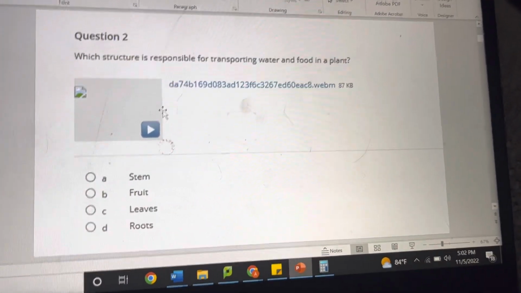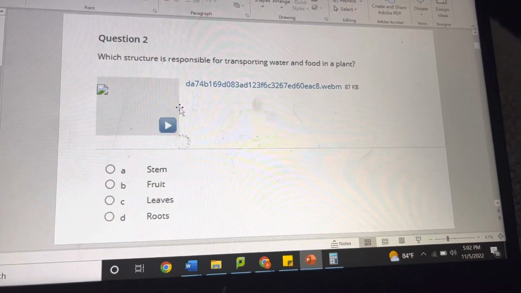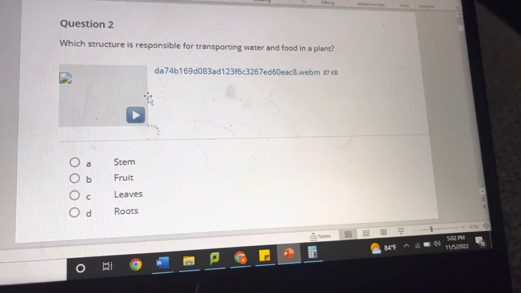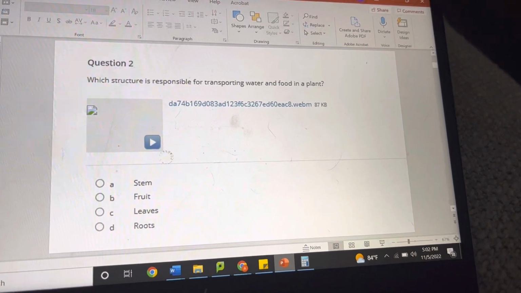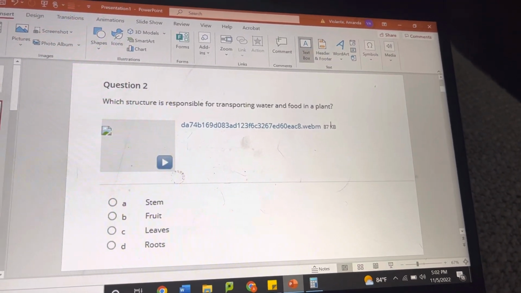All right, remember, you're only looking at it if you got it wrong. So you're only looking and watching this if you missed number two. Number two says, which structure is responsible for transporting water and food in a plant?